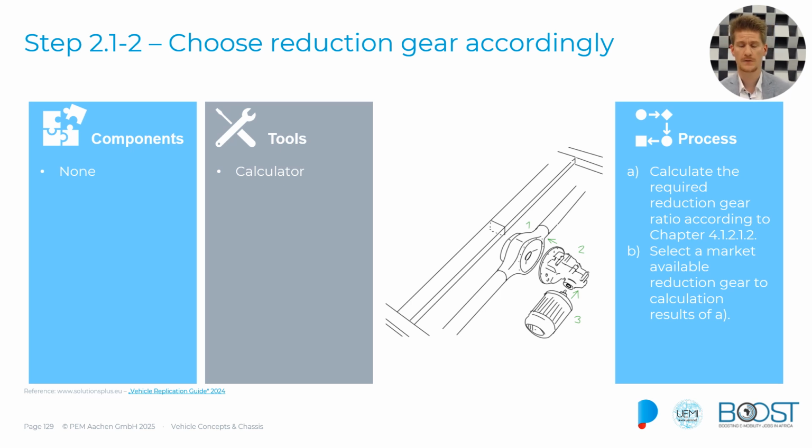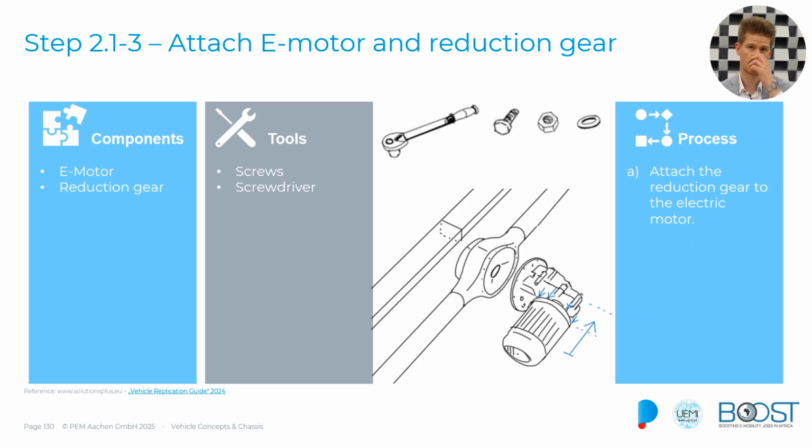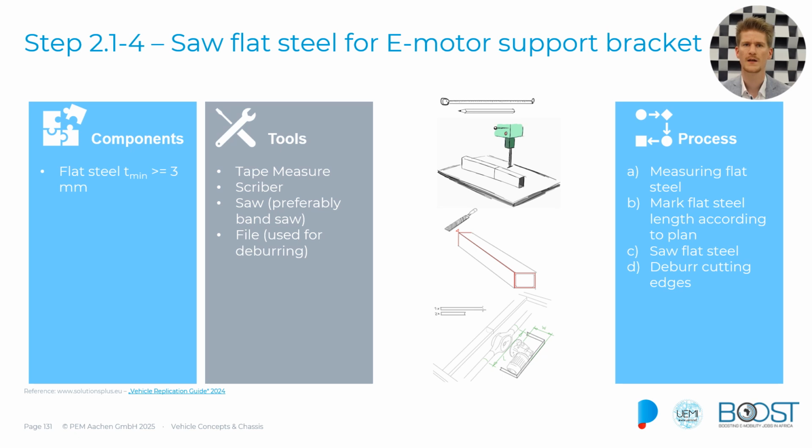So now the next point would be to attach the electric motor to the reduction gear. Two things that we need here, obviously, are the reduction gear and the electric motor, and some screws and some screwdrivers. And the attachment is rather simple. Please make sure that all the bolts are tight with the correct torque.